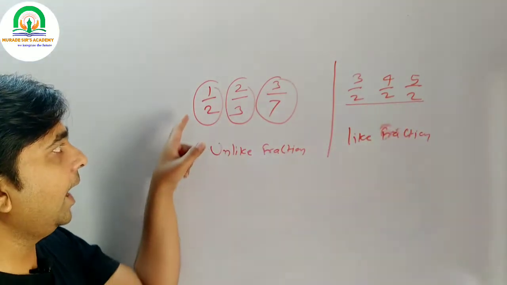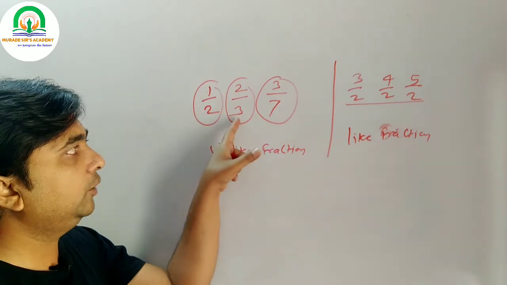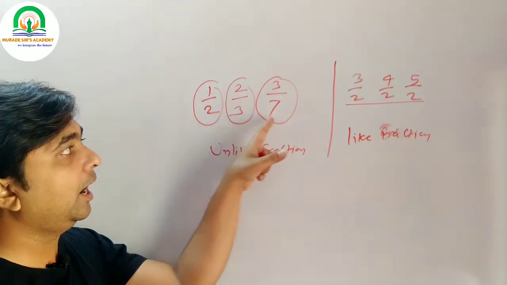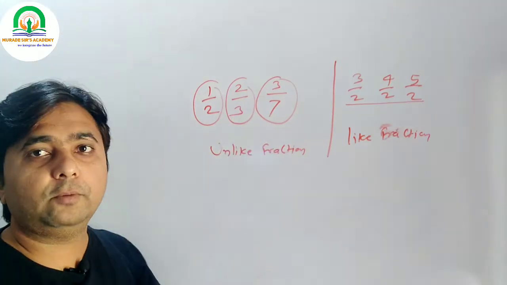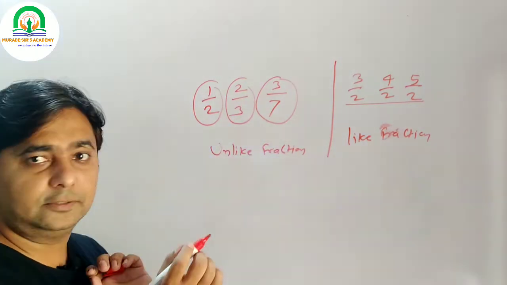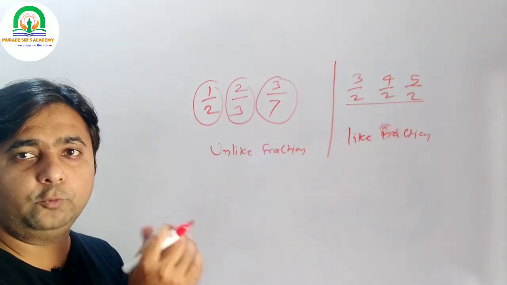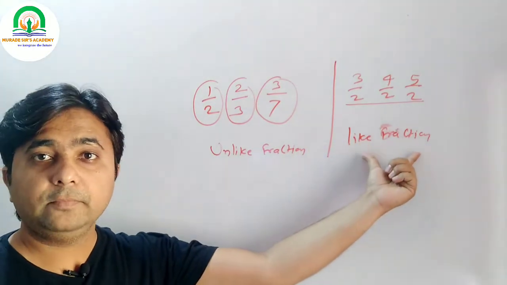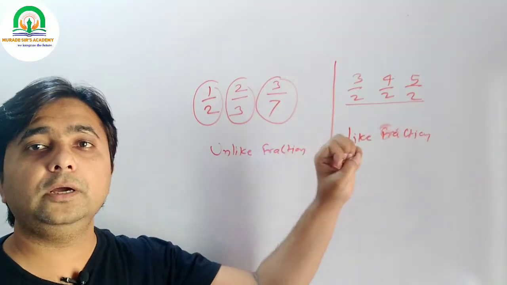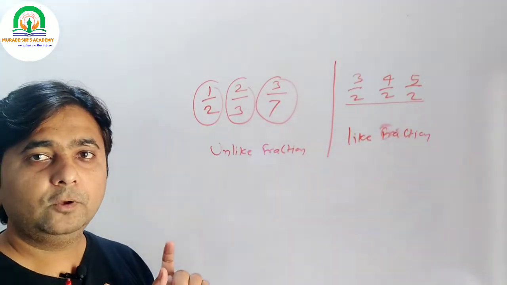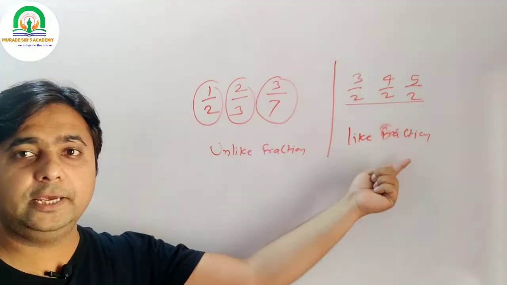But here I took the half portion from 1, I took the 1/3 portion from the 2, and I took the 7th portion from the 3. This is unlike, I took a different portion from a different number. But here, if the denominator is the same, I take the same portion from the number above. Clear? Understand? Why, if the denominator is the same?